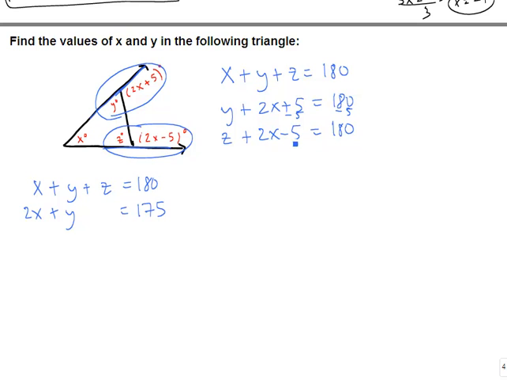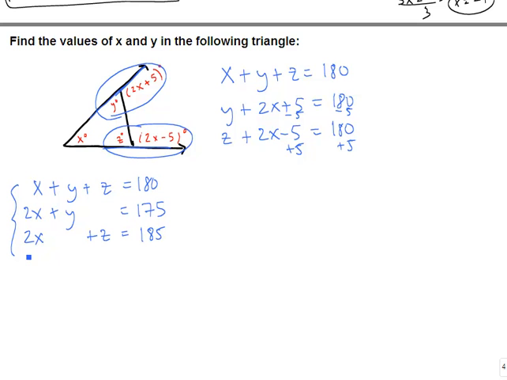For the third equation, we're going to add 5, and I'm going to, again, swap the order here. 2x comes first. I'm going to put the z over here, leaving a little space to notice that there's no y term, and 180 plus 5 is 185. So here's my new 3 by 3 system.